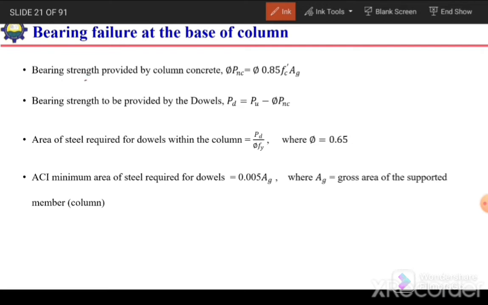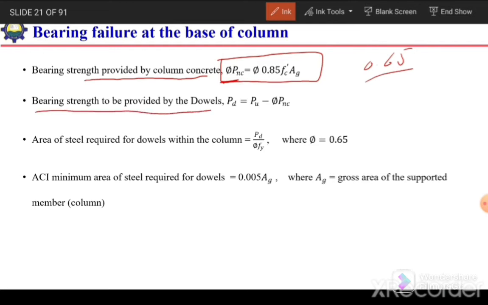Okay, the bearing strength provided by the column concrete is given by this one. The strength provided by the concrete is equal to phi 0.85 Fc prime Ag, and here phi is 0.65. In case of compression, we consider this factor 0.65. And the bearing strength to be provided by the dowels is equal to PD, and it is the difference, or the net, of the applied load. So Pu minus the load resisted by the concrete. Pu is the total load of the column, and phi PNC is the load resisted by the concrete. So the remaining portion will be resisted by the dowels.